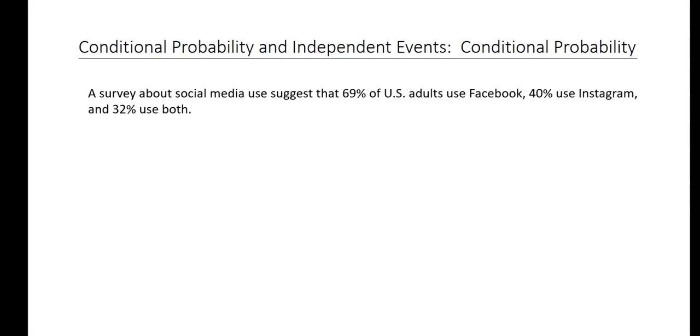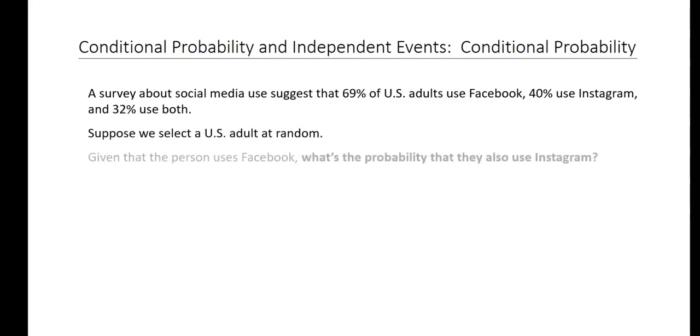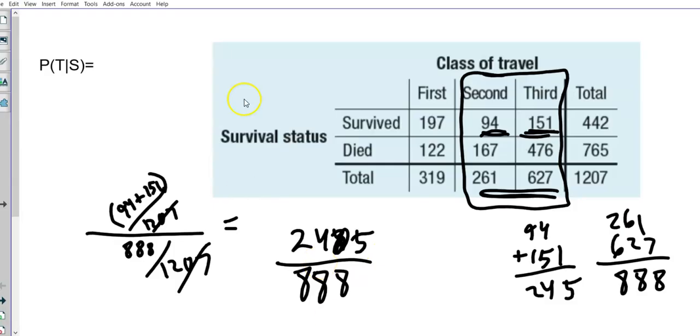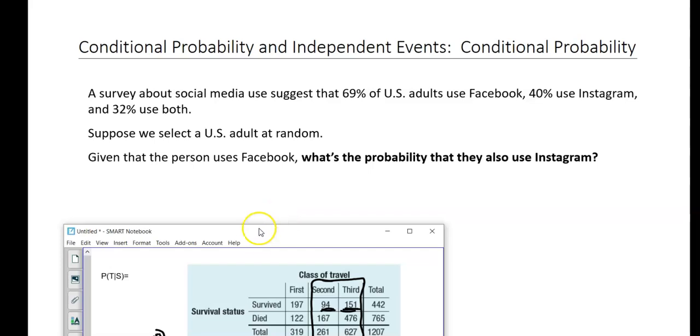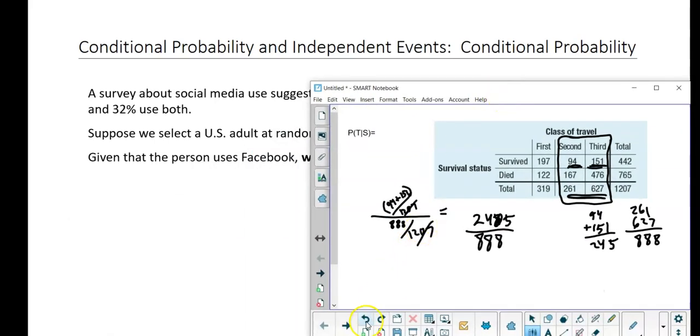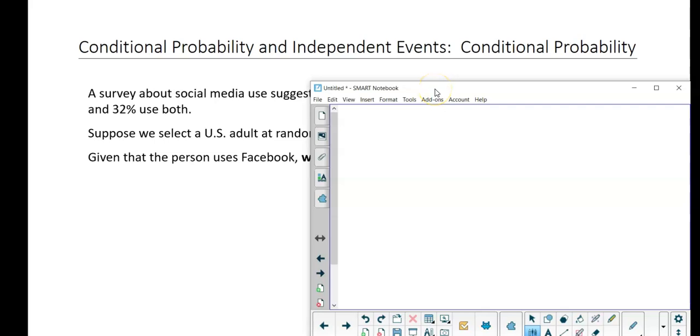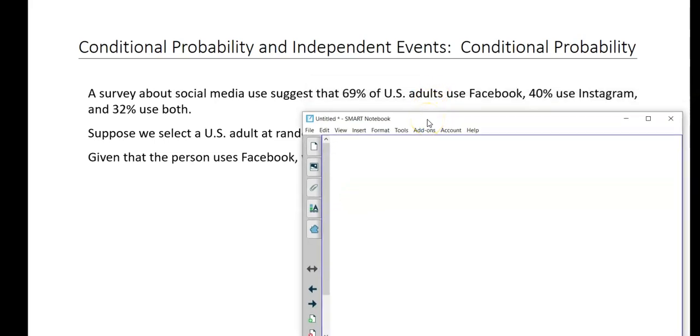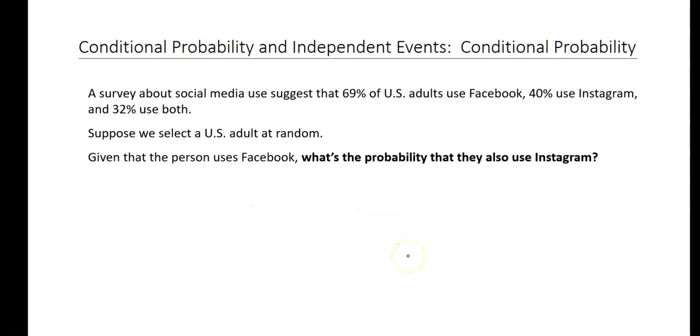A survey about social media said that 69% use Facebook, 40% use Instagram, and 32% use both. Suppose we select a US adult at random. Given that you use Facebook, so in this case, we're talking about given that you use Facebook, that was 69%. So our denominator is 0.69 or 69%. Out of those folks, what's the probability you also use Instagram?